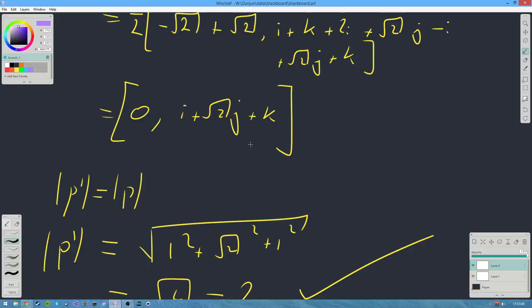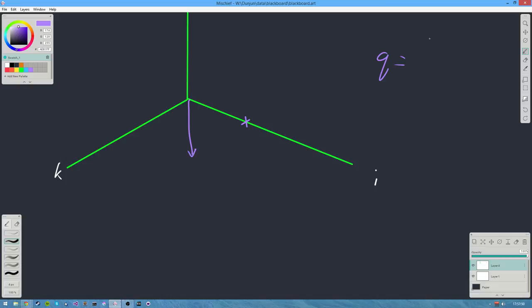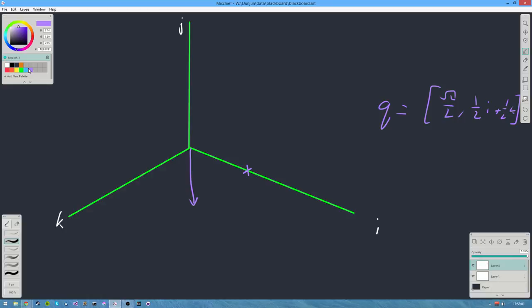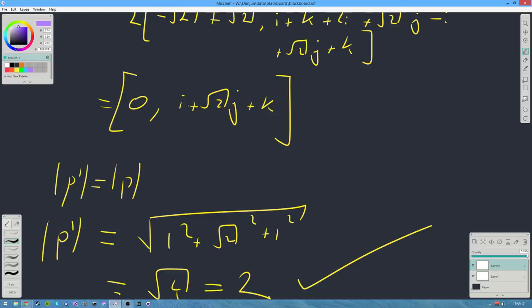Which is where the direction of Q is. So Q equaled root 2 over 2, half i plus half k. So this was the angle of the rotation, and that means we need to rotate round that way, don't we? I want to rotate by 45 degrees. This was where P was, and that was the angle of rotation. And then P prime, as we found out, was at 1 root 2k.